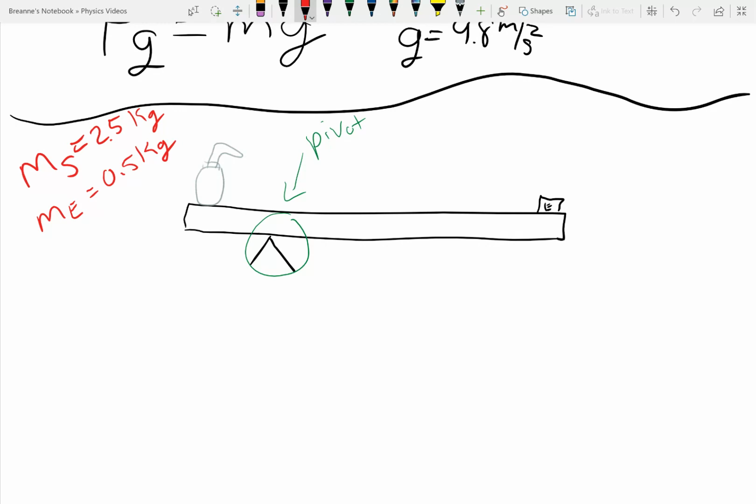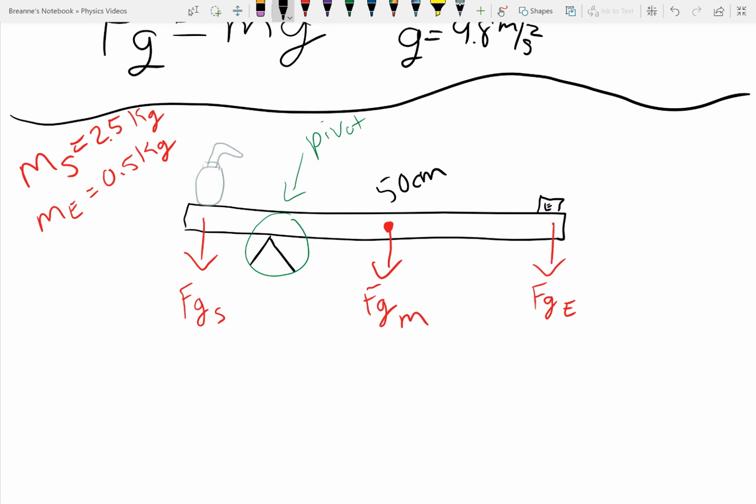And then we know we have the force of gravity of the soap. We know the force of gravity of the eraser. Now there's one other thing we need to know. Since it's off center, we need to know the force of gravity of the meter stick itself. And remember, that's going to happen at the middle point. What's the middle of a meter stick? 50 centimeters. Very good.